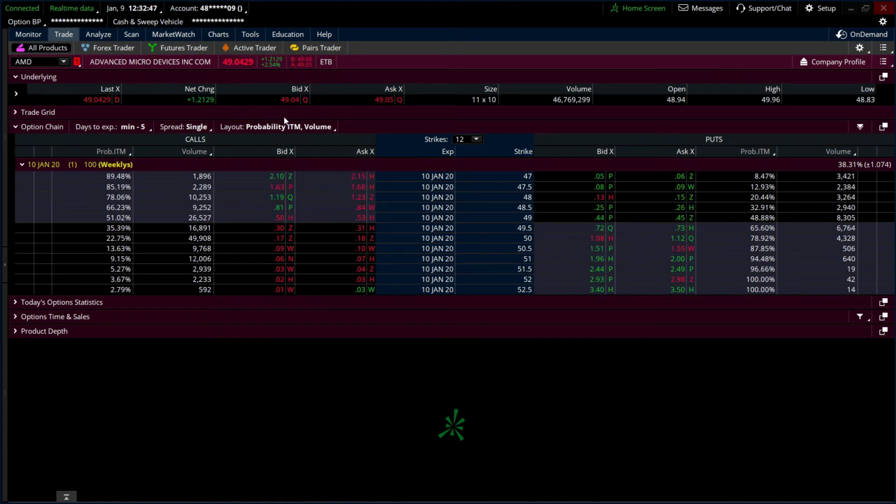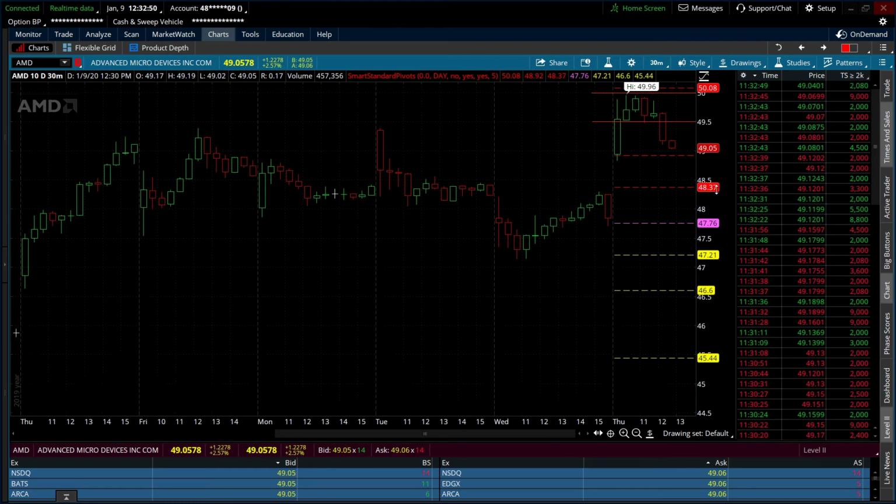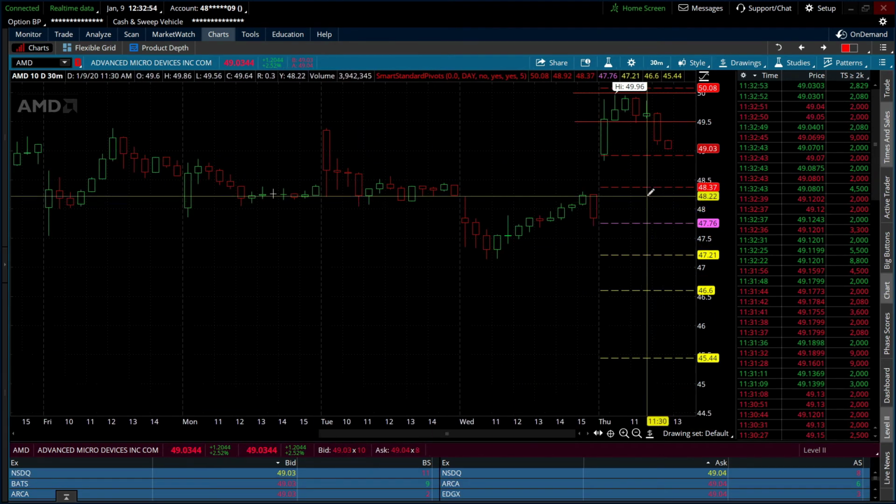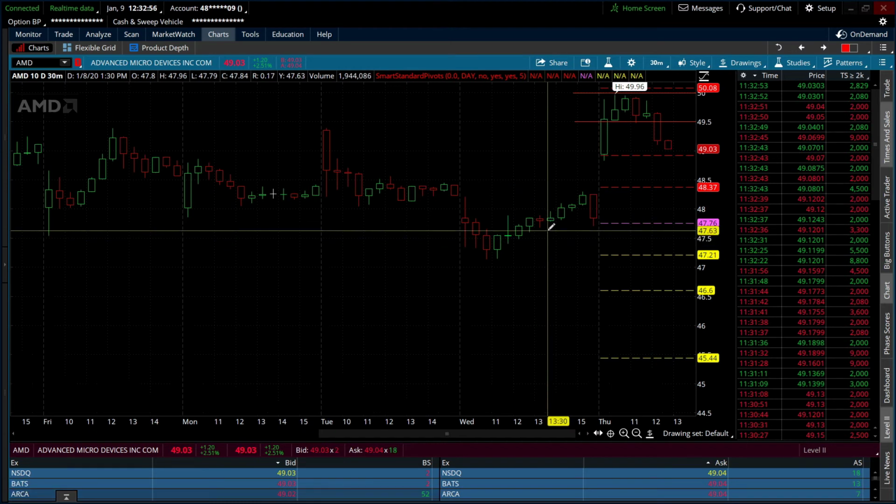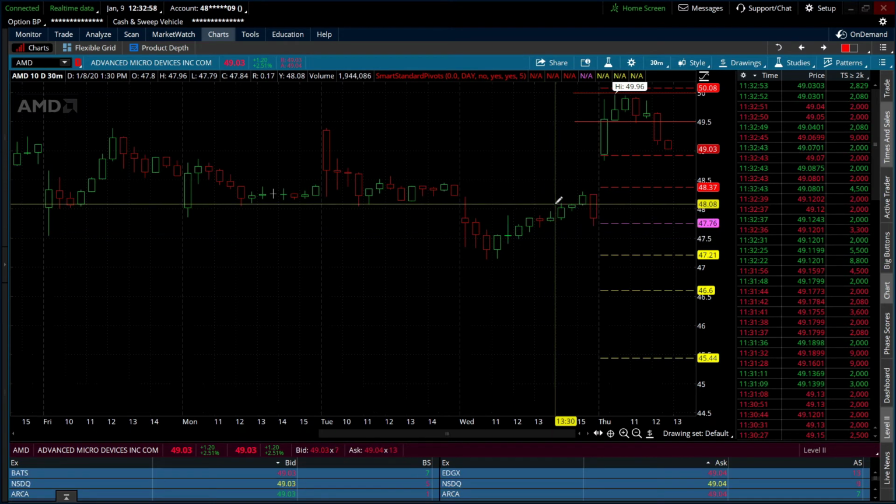Go to 49. There we go. You see this? That's what you want to see right there. 49 is my target. You can give it some wiggle room. You can do 49.30, you can get out there. It doesn't have to be exactly 49.